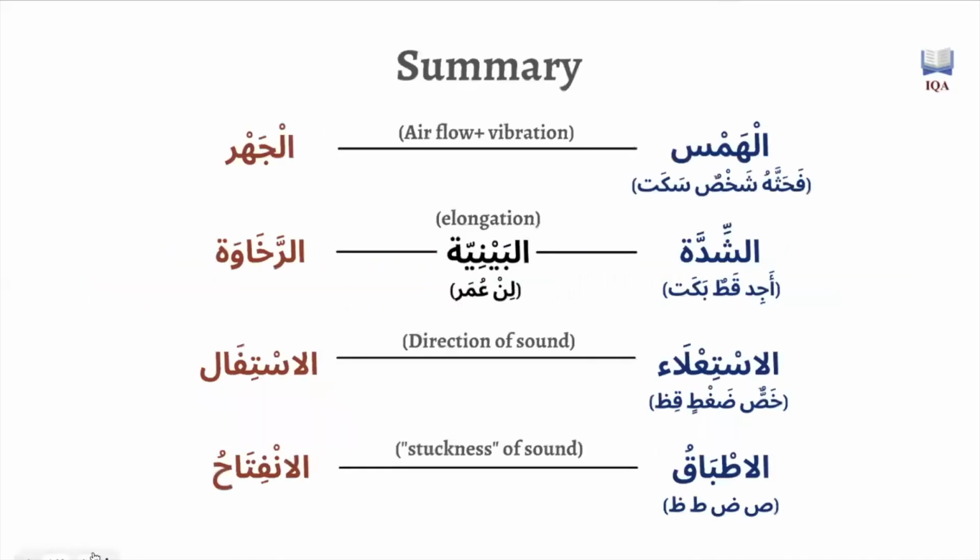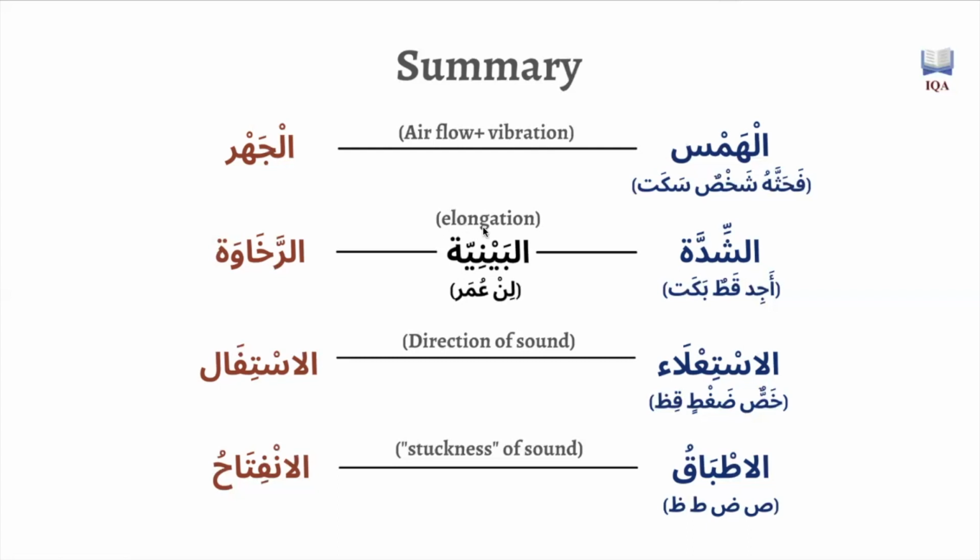And with this, we can break down a brief summary like this. We have the attribute of al-hams and the attribute of al-jahr, which has to do with the airflow and the vibration. Hams is with the letters فَحَثَّهُ شَخْصٌ سَكَتْ, and it means that there's a lot of airflow, but there's no vibration. All other letters in the Arabic language can be classified as al-jahr and are called huruf al-jahr, and there's not that much airflow, but there is vibration. So for example, as.